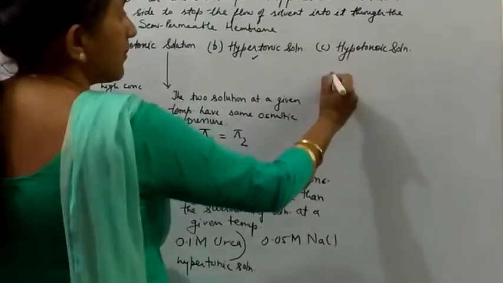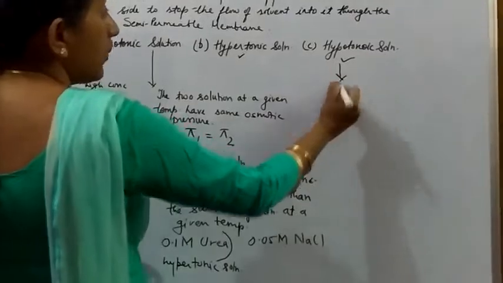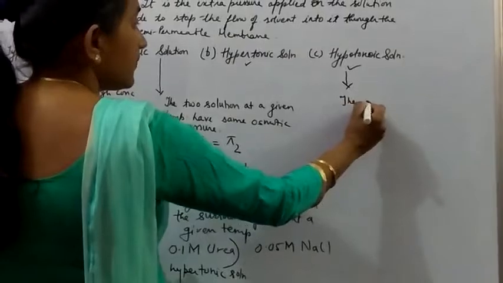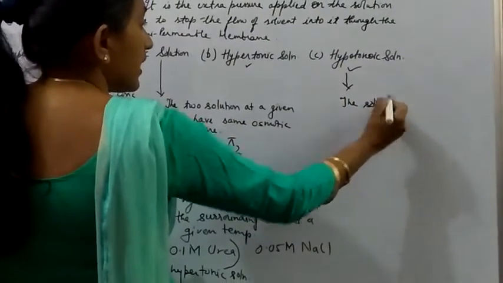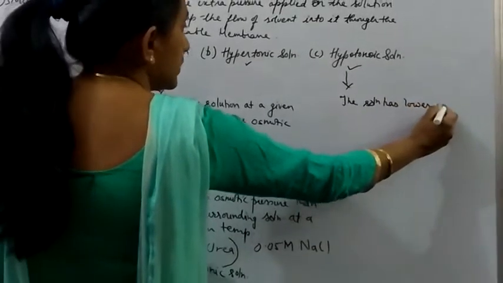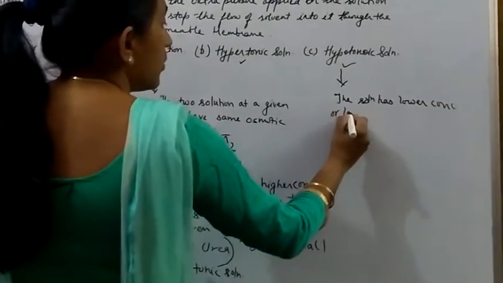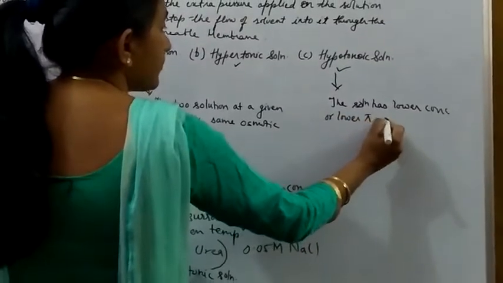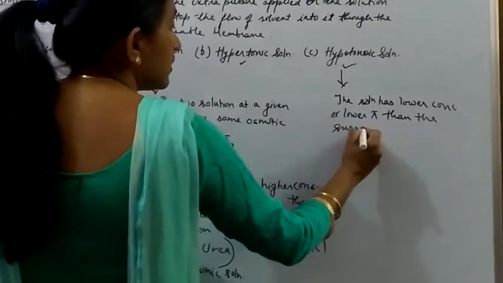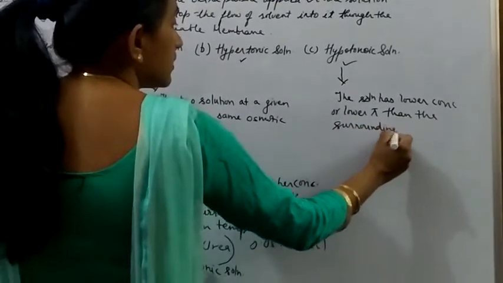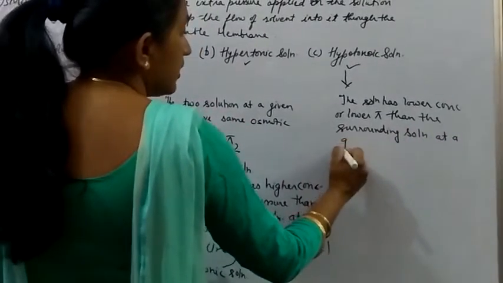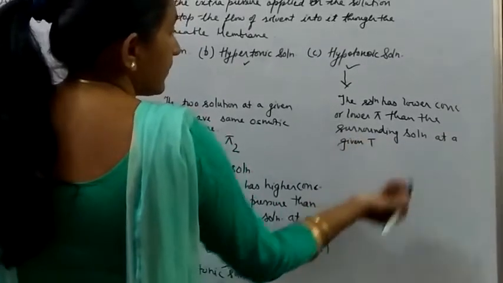Similarly, the third one, this hypotonic. Now, what is the hypotonic solution? Here, the solution has lower concentration or lower osmotic pressure than the surrounding solution at a particular temperature or at a given temperature.